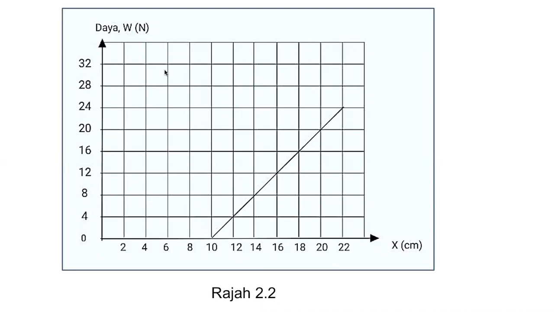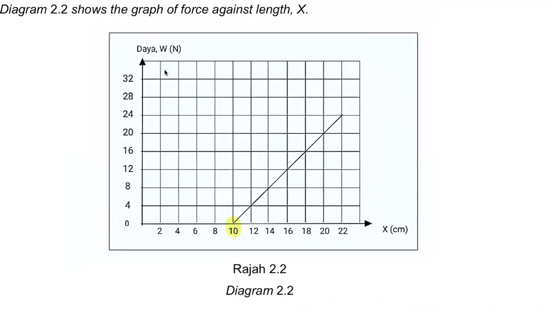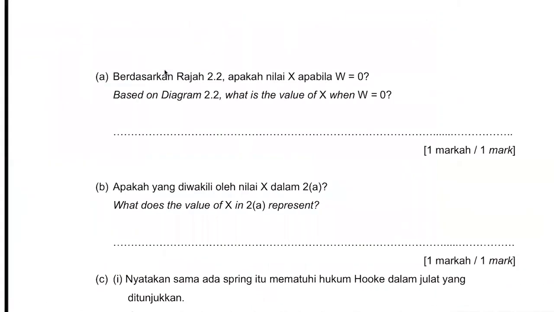Ten, and yes, there must be a unit. So your final answer should be written as 10 centimeter, because it is referring to this part here, the one that I have highlighted yellow. When w equals 0, x is 10 centimeter. Okay, 10 centimeter.